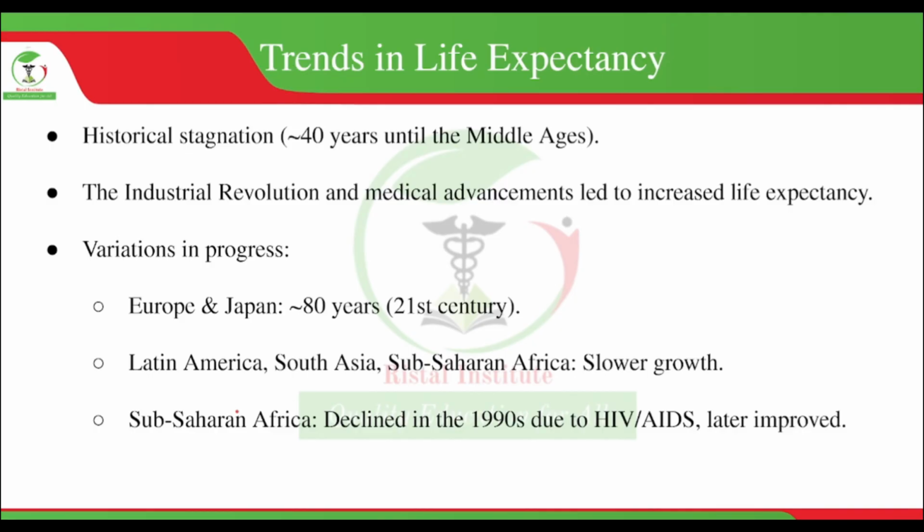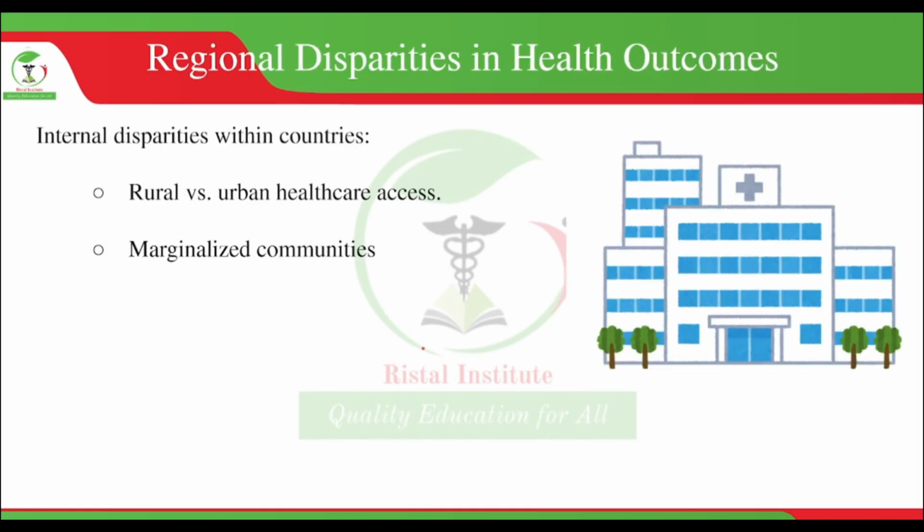But of course, not all countries are having the same kinds of trends. We have some countries that are having better medical care and therefore having increased life expectancy compared to others. For Latin America, South Asia, and Sub-Saharan Africa, the increase in life expectancy is slower. Okay, and again, not all countries are having similar health outcomes.